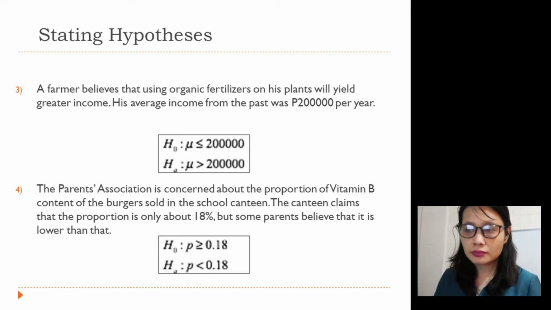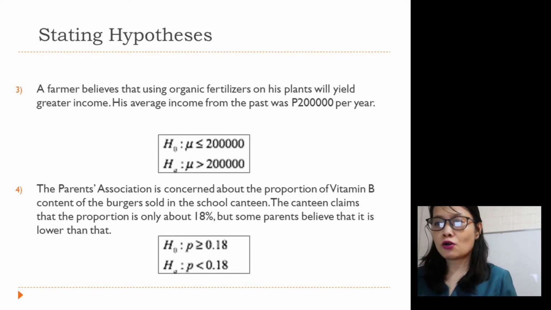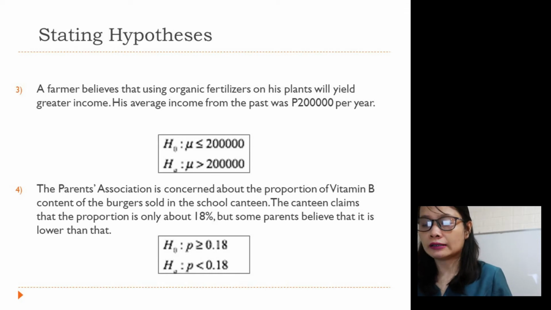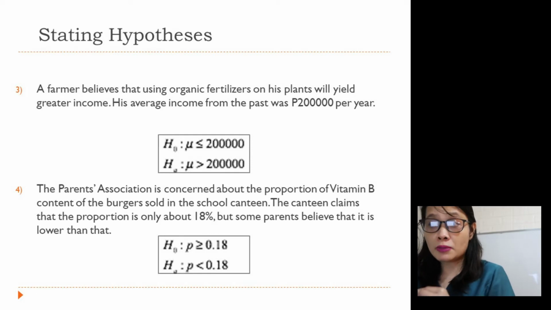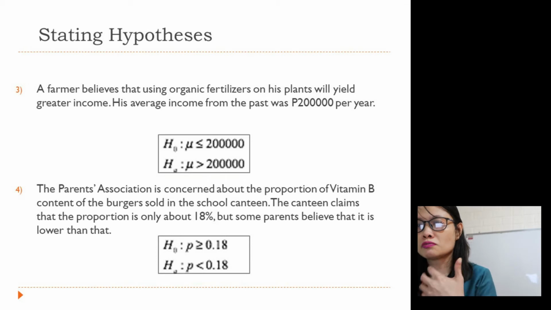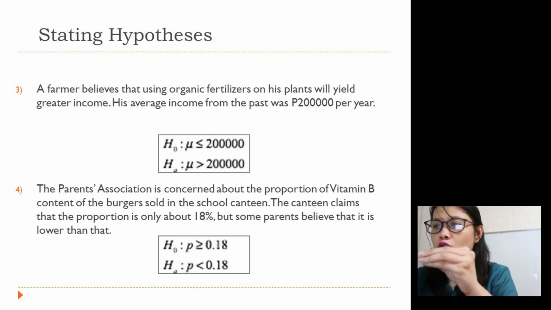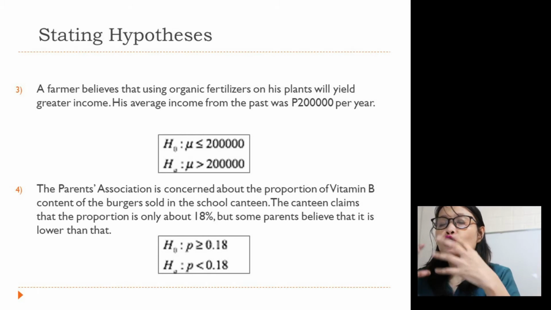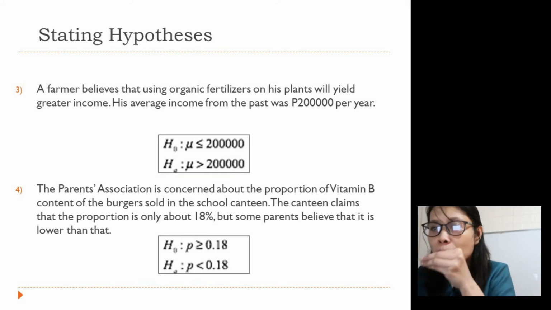The Parents Association is concerned about the proportion of vitamin B content of the burgers sold in the school canteen. The canteen claims that the proportion is only about 18%. But some parents believe that it is lower than that. Okay? So meaning, your HO, since we're talking about proportion, we're not using mu. Instead, we will be using P. P referring to population proportion.